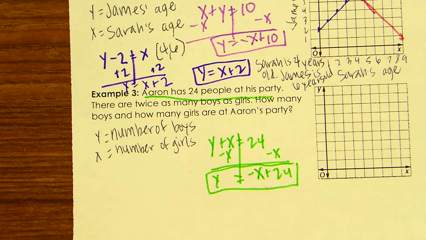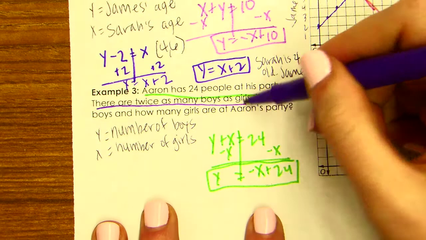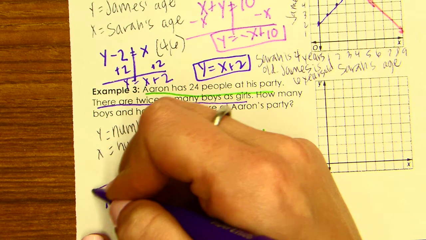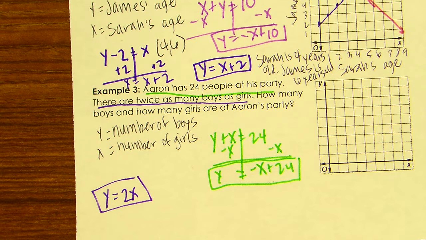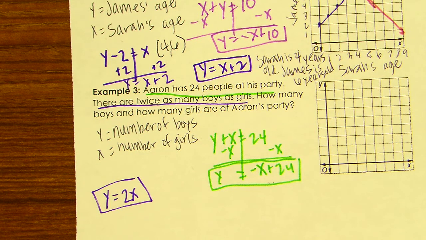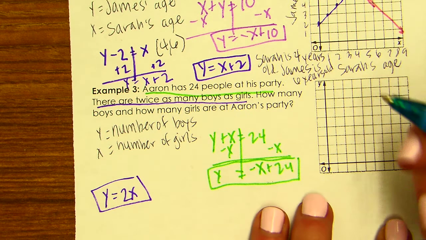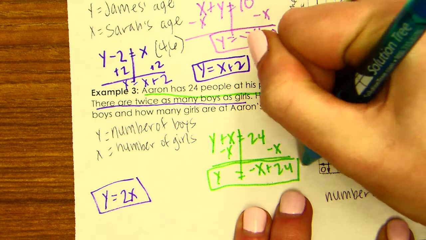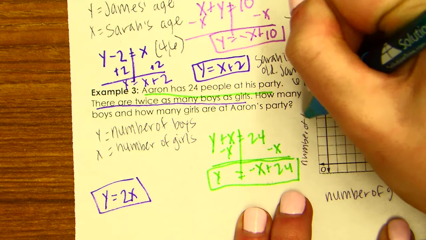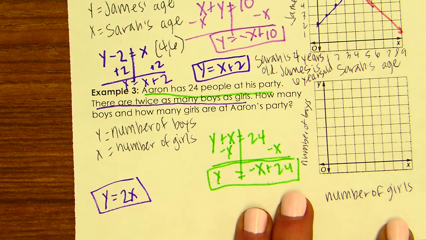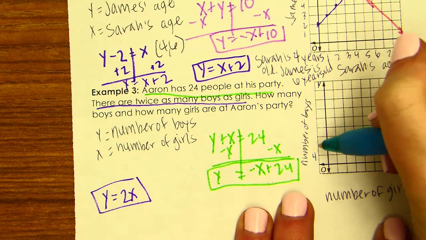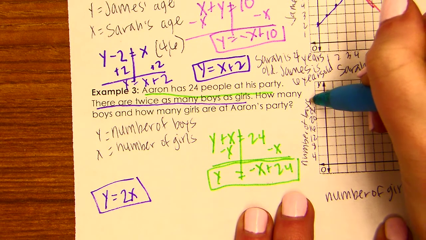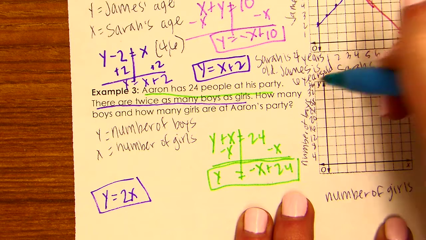The other one says there are twice as many boys as girls. So that means the boys equals 2 times the girls. That one is in slope-intercept form, so we're ready to graph. This one has a y-intercept of 24, so I know it won't work if I go by ones on the y-axis. So this is number of girls. This is number of boys. I know I'm going to go by 4s on the y-axis because I have a y-intercept of 24. So 4, 8, 12, 16, 20, 24, 28, 32, 36.